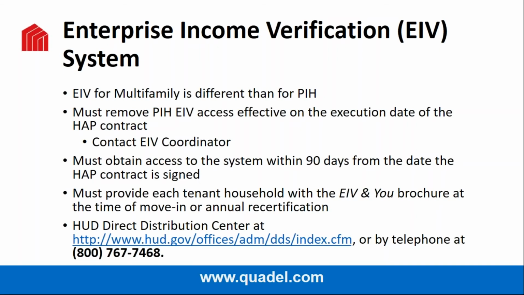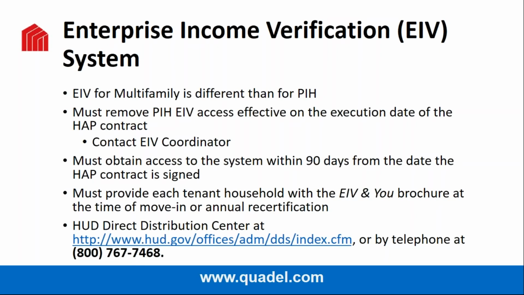PHAs and owners of projects converting to PBRA must remove PIH EIV access effective on the HAP contract execution date, and they'll do so by contacting the EIV coordinator at the HUD Regional Center or the Program Center office. But then again, they must obtain access to HUD multifamily EIV system within 90 days from the date the HAP contract is signed.